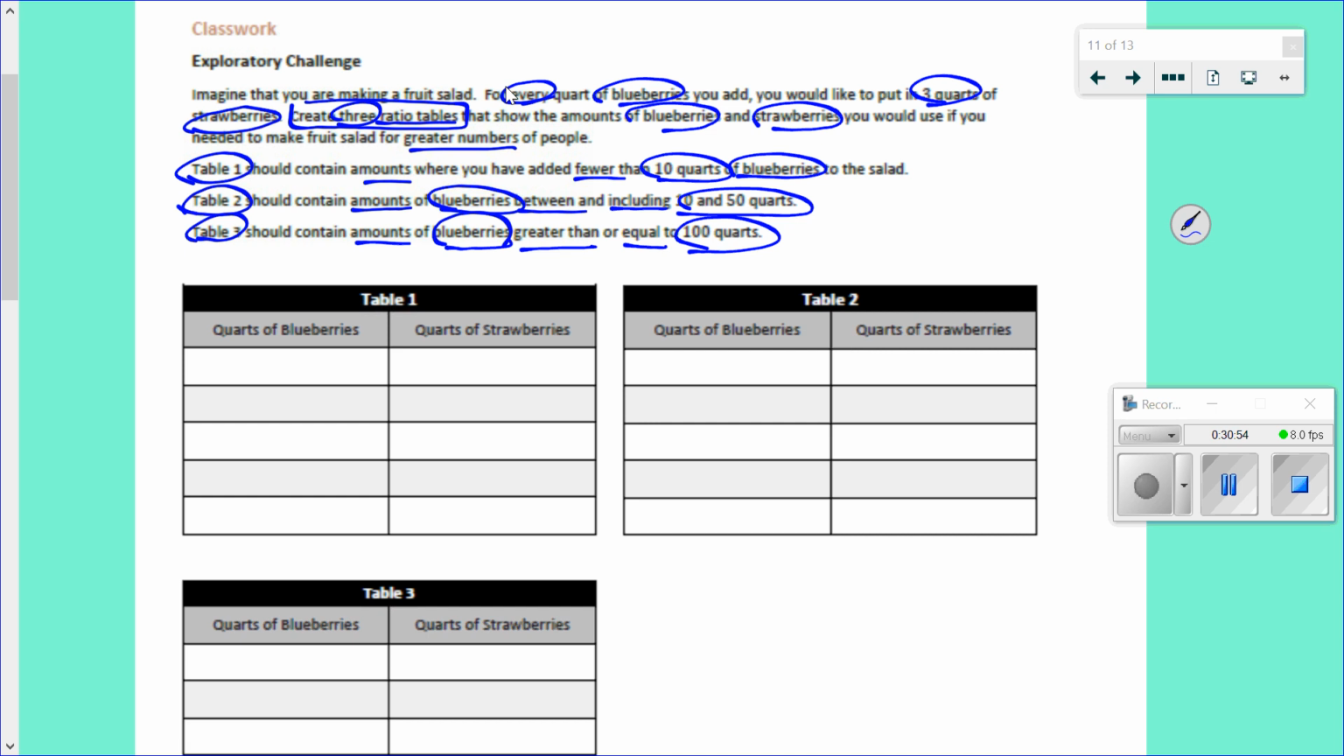So, Mateo, what should I put for our first table? What would I do if I'm going to add fewer than 10 quarts of blueberries? Where do you think we should start? Are you even on the right page? No. Oh. So all that marking in the text I've just done, you didn't follow. Let's find someone that's actually where they're supposed to be. Wesley, help us out.